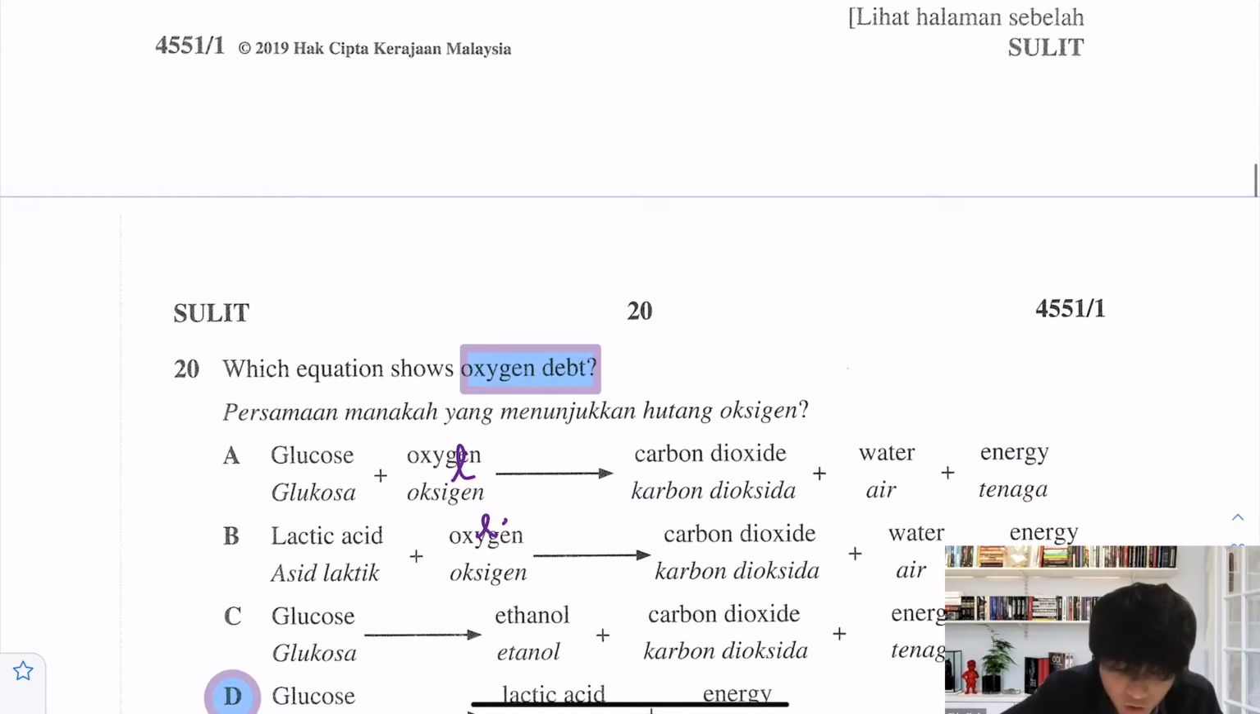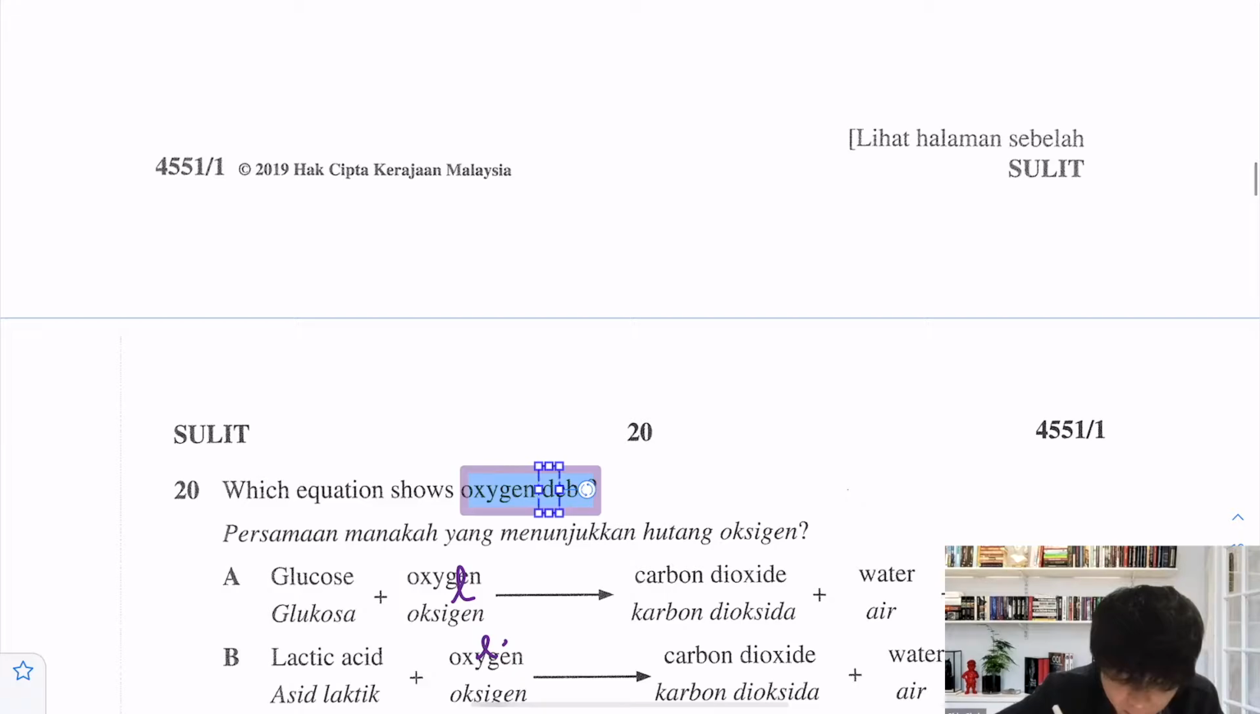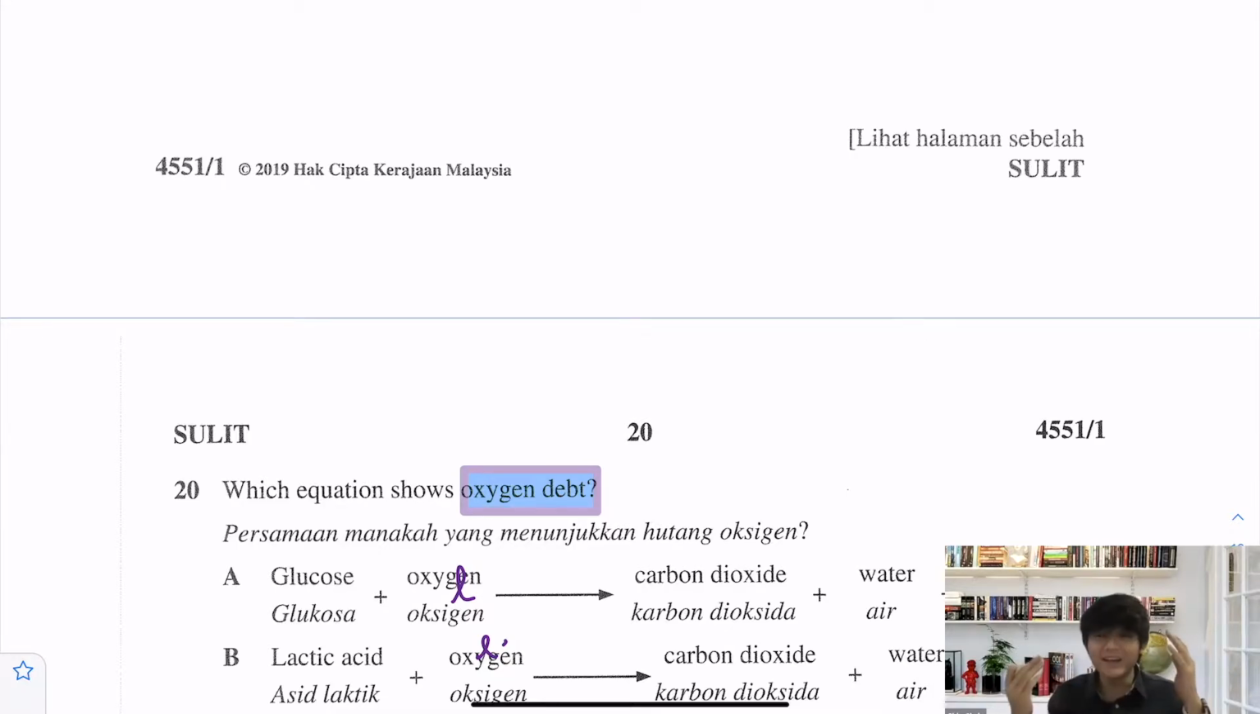Next, which equation shows oxygen debt? By the way, what is oxygen debt really? Imagine you're running, and your body reaches a maximum amount of aerobic respiration, in the sense that you are taking in the highest concentration of oxygen and your body can't go higher anymore, so aerobic respiration will reach a plateau. Next, anaerobic respiration will occur. When anaerobic respiration occurs, they are not using oxygen and they are producing lactic acid instead. So it causes an oxygen debt.